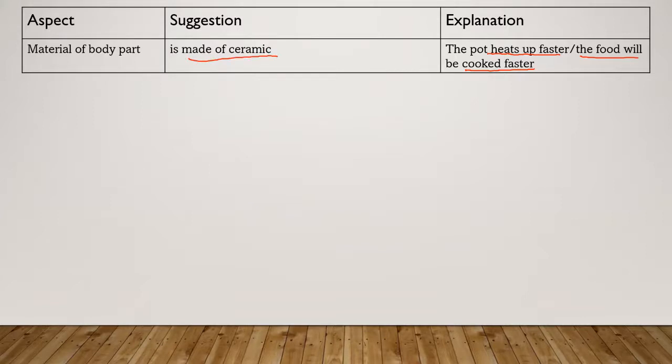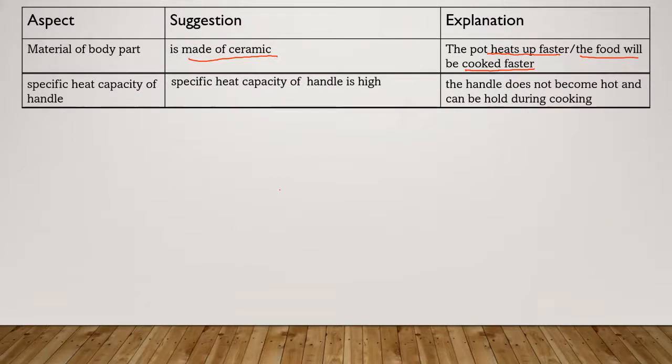Okay, that's the second aspect. Specific heat capacity of handle, muatan haba tentu untuk pemegang. Specific heat capacity handle is high. Why? Okay, because the handle does not become hot and can be held during cooking. Kita gunakan pemegang yang mempunyai muatan haba tentu yang tinggi, supaya pemegang itu taklah terlalu panas dan boleh dipegang semasa kita memasak.